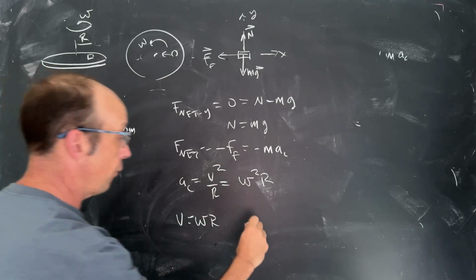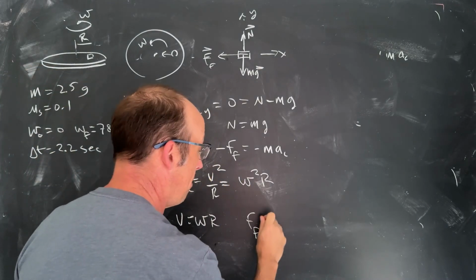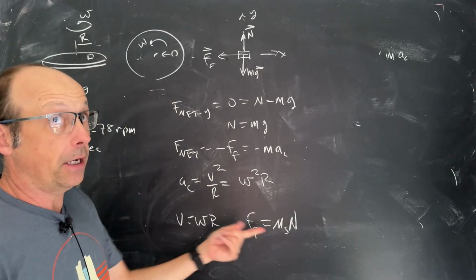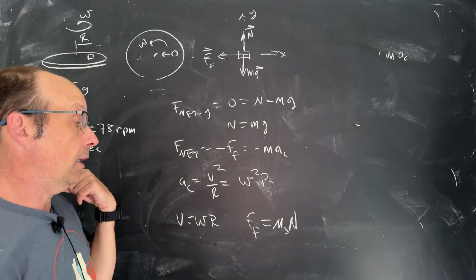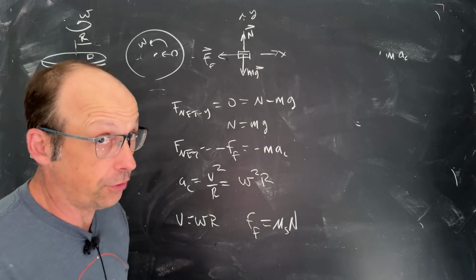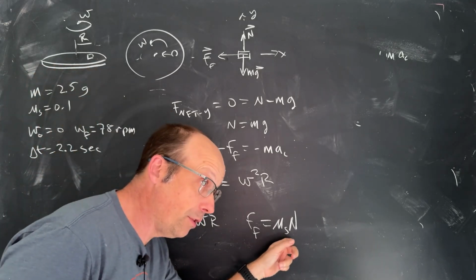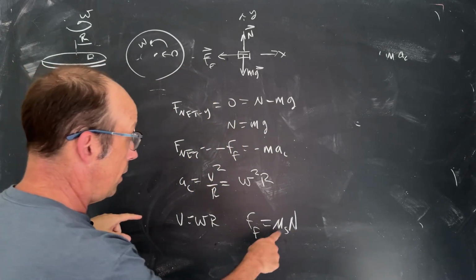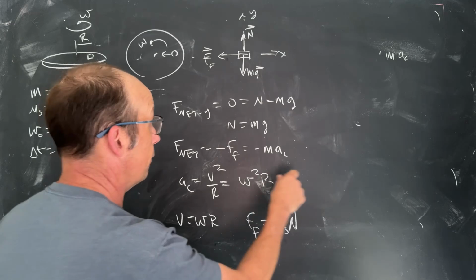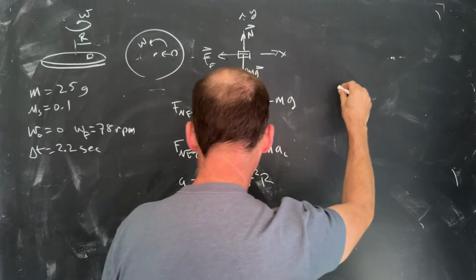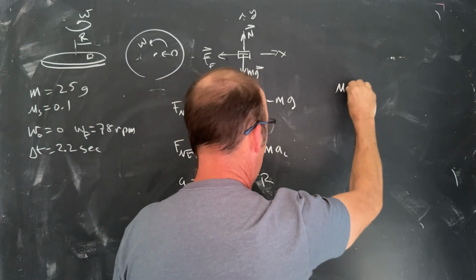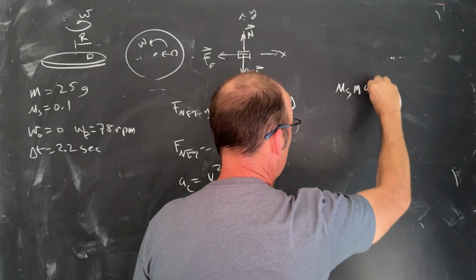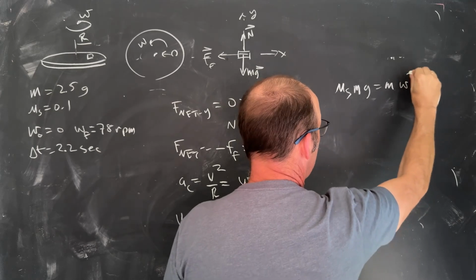And let's use our model for friction. F, this is the maximum, is the coefficient of static friction times the normal force, right? Because the static friction force is a force of constraint. It applies whatever it needs to up to this value. But we're looking at right when it starts to slip, so that's what we want to use. So if I put this in for the friction, this in for the acceleration, I get mu s n, but n is mg, mg equals m omega squared r.